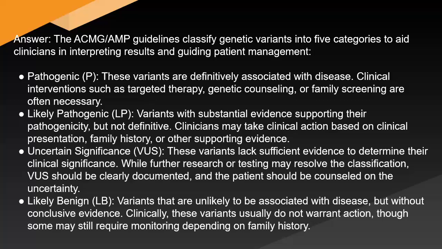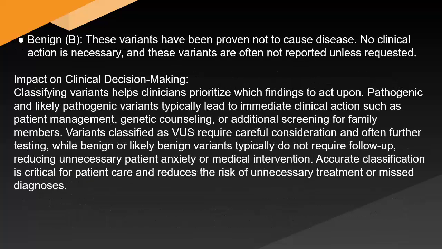Variants that are unlikely to be associated with disease but without conclusive evidence. Clinically, these variants usually do not warrant action, though some may still require monitoring depending on family history. Benign (B). These variants have been proven not to cause disease. No clinical action is necessary, and these variants are often not reported unless requested.